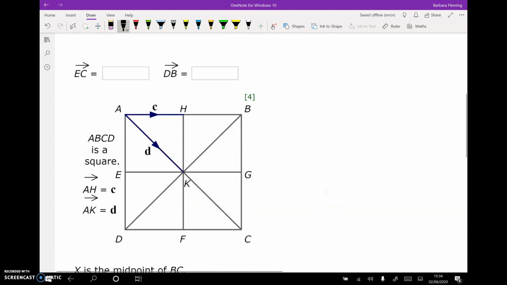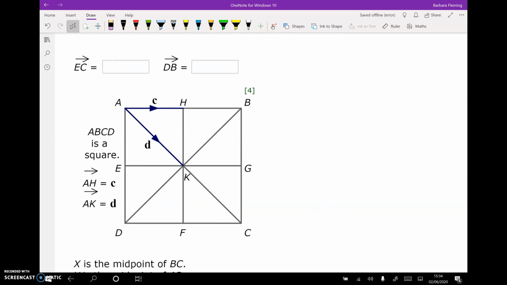Okay, our next question, we're looking for our vector E to C this time in terms of C and D. So E to C, we're going to be able to take our scenic route. So E to K, well, that's the same as our vector C. And then going from K to C, that's the exact same as our vector D. So this one is simple, it's going straight into C plus D. So that gets us from E to C.